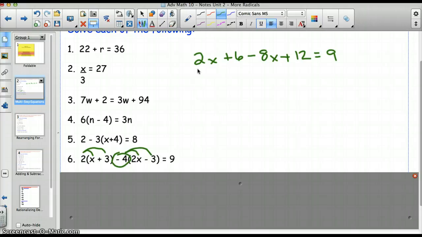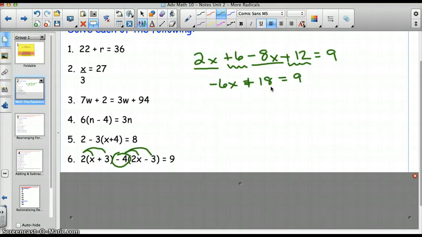From here, I'm going to combine like terms since I have x and another x on the same side. So I have 2x minus 8x. So that's going to give me negative 6x. And then I have 6 plus 12, which is going to equal 18. Sorry, that should be plus 18. The whole thing equals 9.